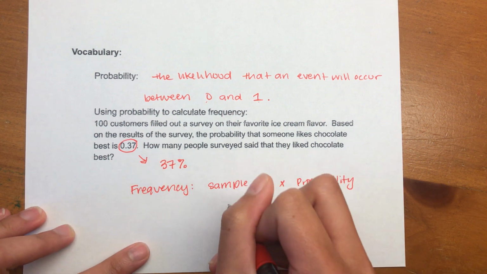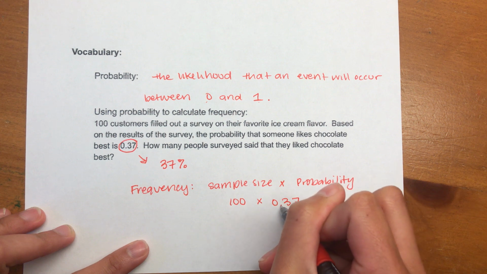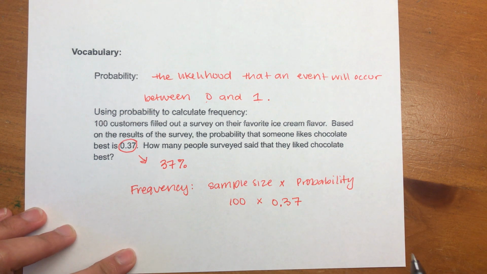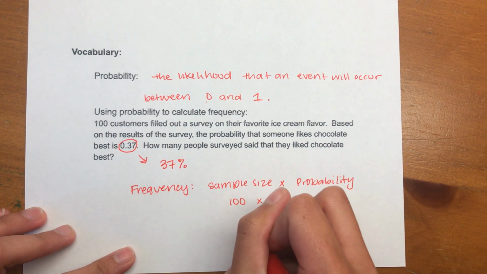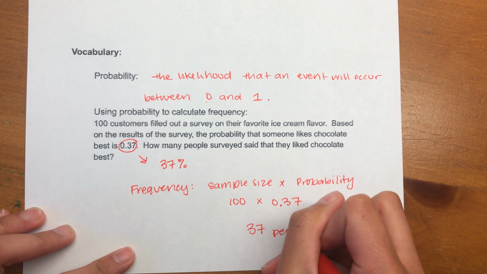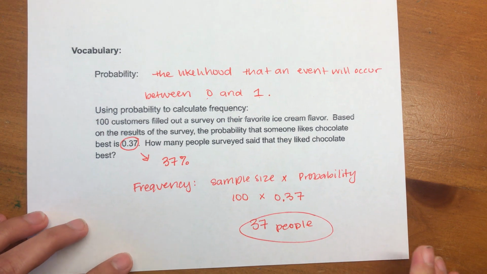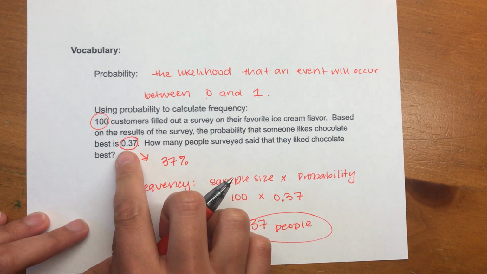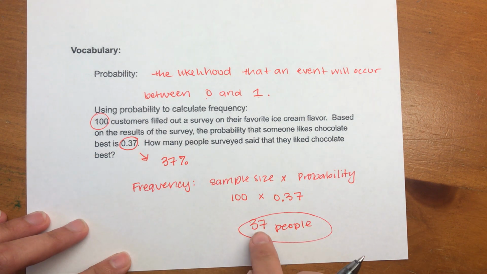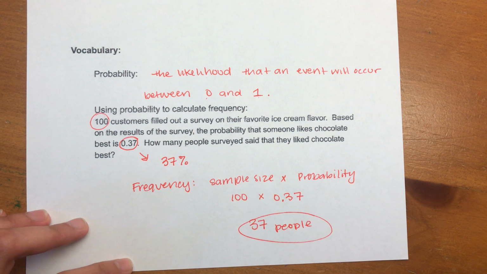So to find the frequency of some event, the number of people that like chocolate ice cream, we're going to multiply the sample size of 100 times the probability that somebody likes chocolate ice cream. So when we do this, we will get 37 people. We get 37 people out of 100 said that they like chocolate ice cream.